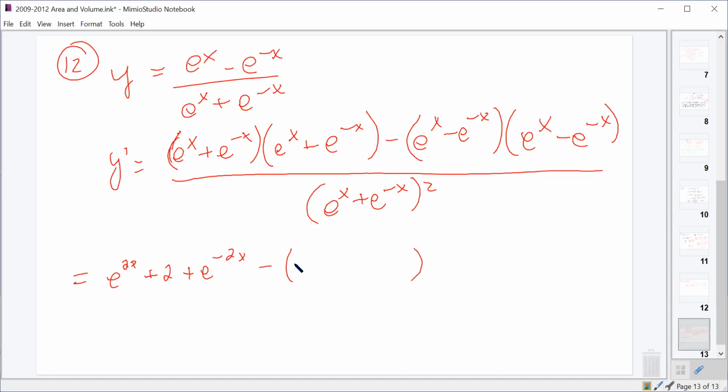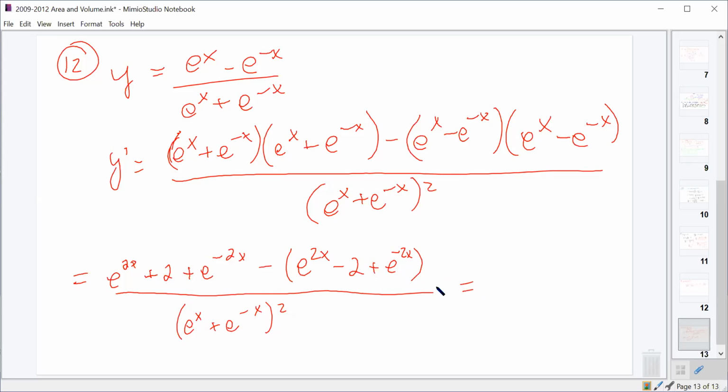So e to the x times e to the x is e to 2x. And then once again, the e to the x and the minus e to the x is going to become just a -1 there. And this will become another -1, so -2. And then minus e to the negative x and minus e to the negative x should become plus e to the negative 2x. And all of that is over e to the x plus e to the negative x squared.